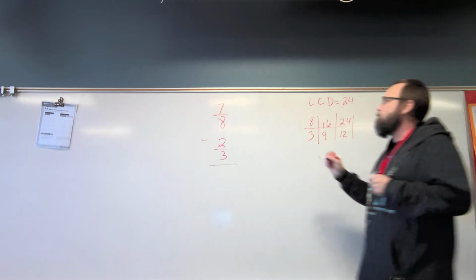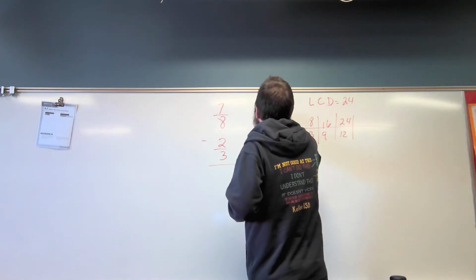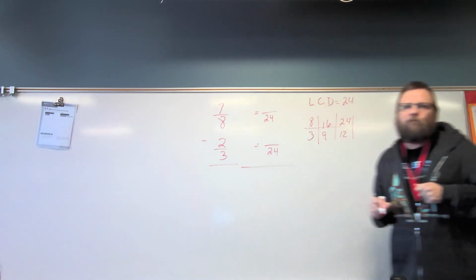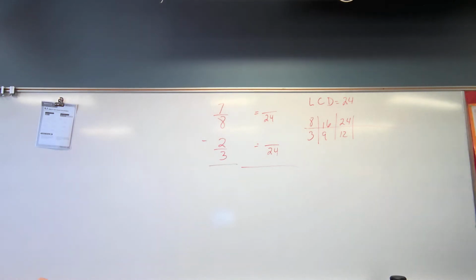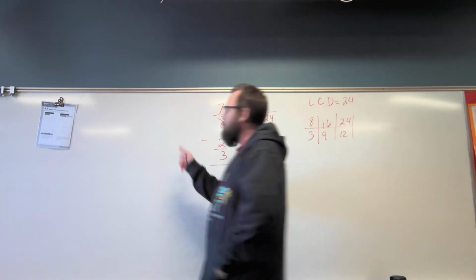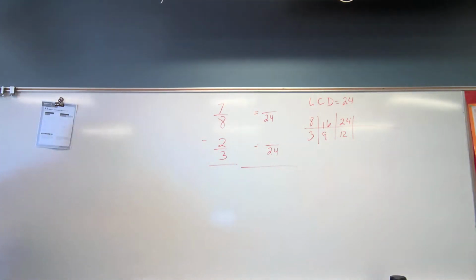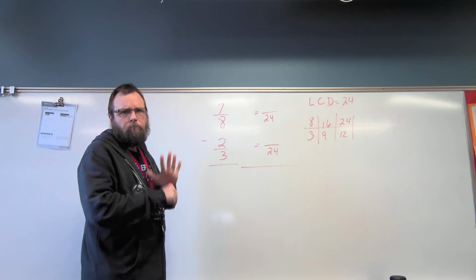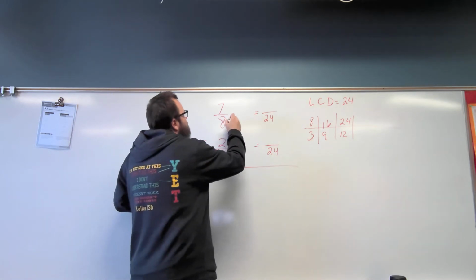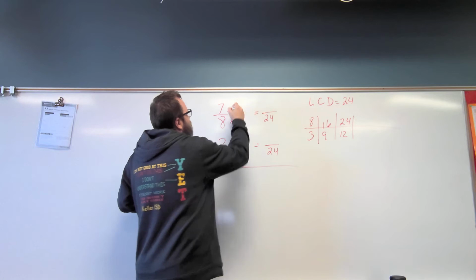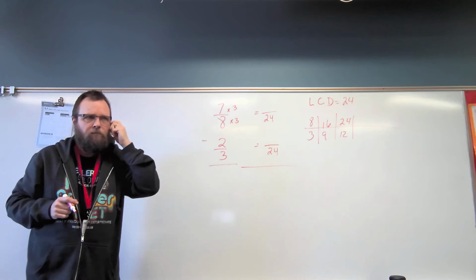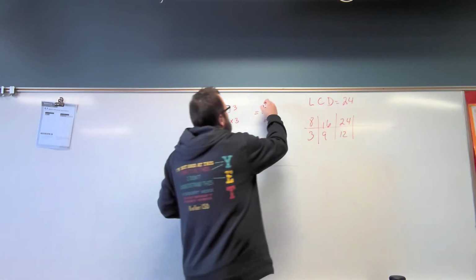So now I need to change both these fractions so that they have a denominator of 24. I need to make these fractions equivalent, meaning I cannot change the value of the fractions. So Ava, what do I multiply by 8 to get 24? 8 times what? 3. If I multiply my denominator, I must also multiply my numerator. 8 times 3 is 24. Ava, 7 times 3 is? 21.